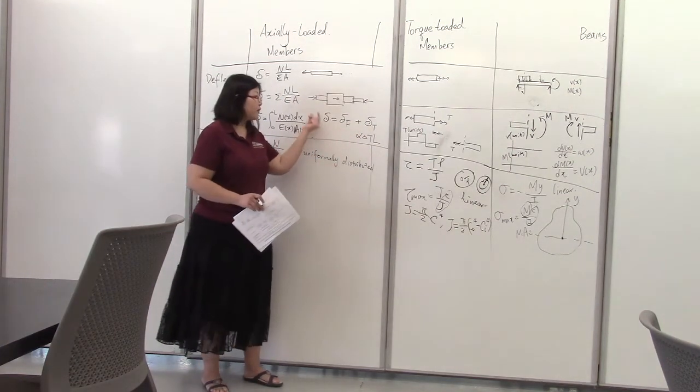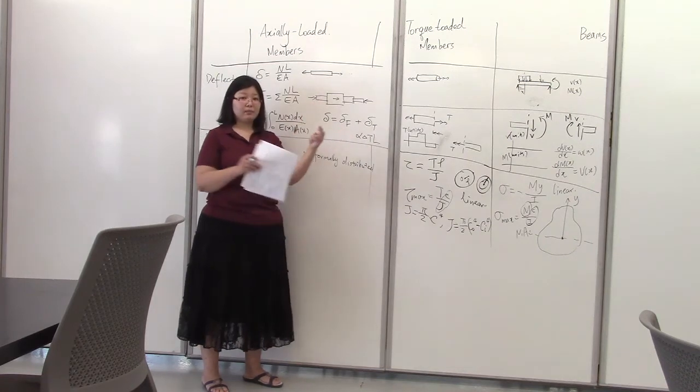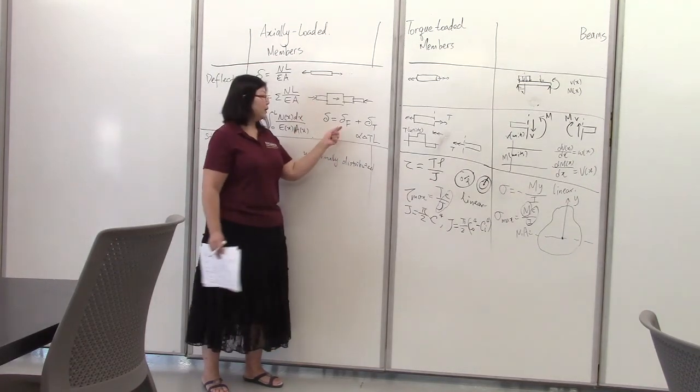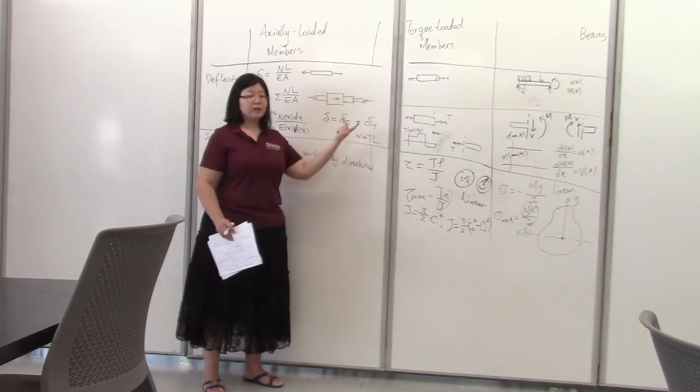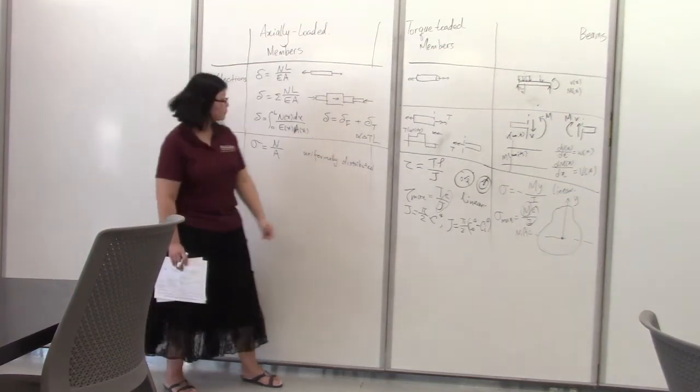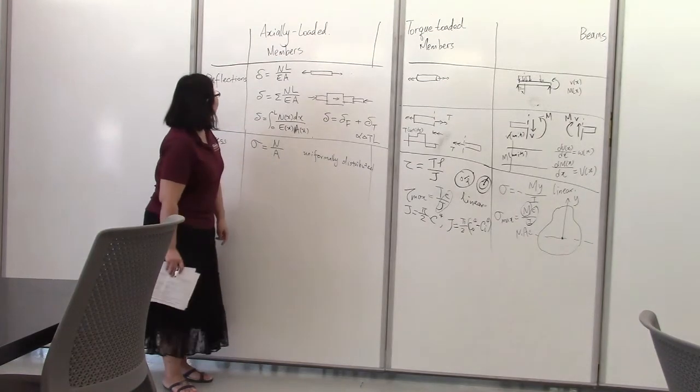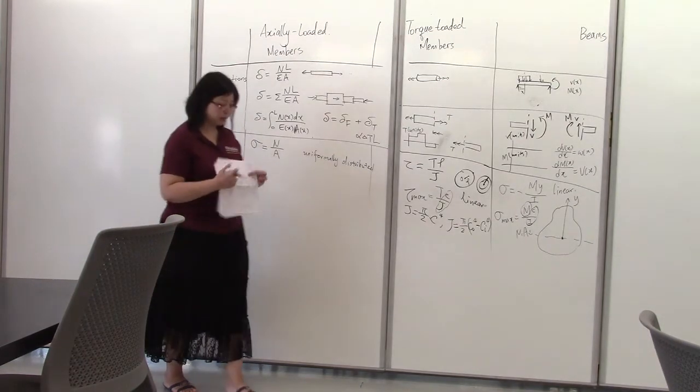The net effect for each segment could either be elongation or contraction. Again, it depends on which term has a stronger effect if their signs are opposite to each other. So this is for axially loaded members.